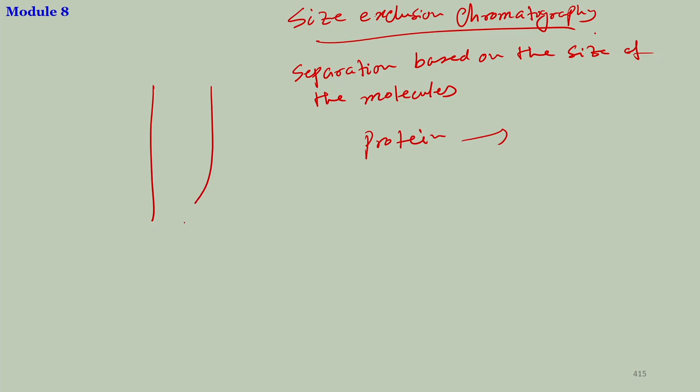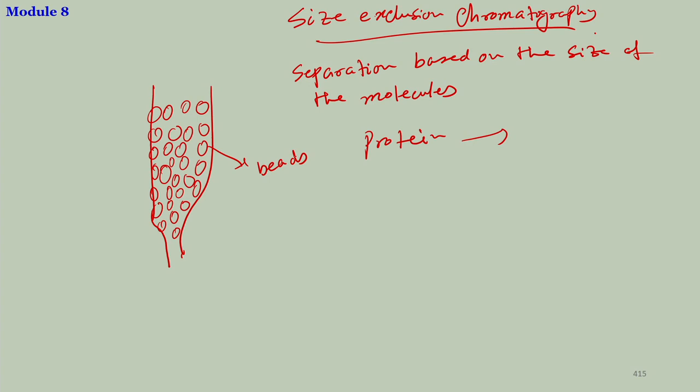So, this is a column and you pack the column with beads. Usually they are gel materials, and since they are beads or gels, they have pores, which means they have cavities, like a molecular sieve. A molecular sieve has pores inside it, so they can trap materials. Similarly, these kinds of beads have pores in them, so they can trap materials inside them. And you can get them in different, predetermined sizes.